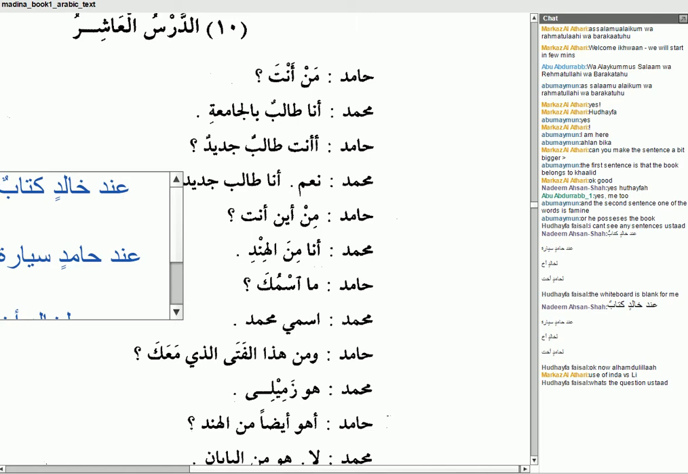Try to reduce that text box in case it's getting in the way. جيد.